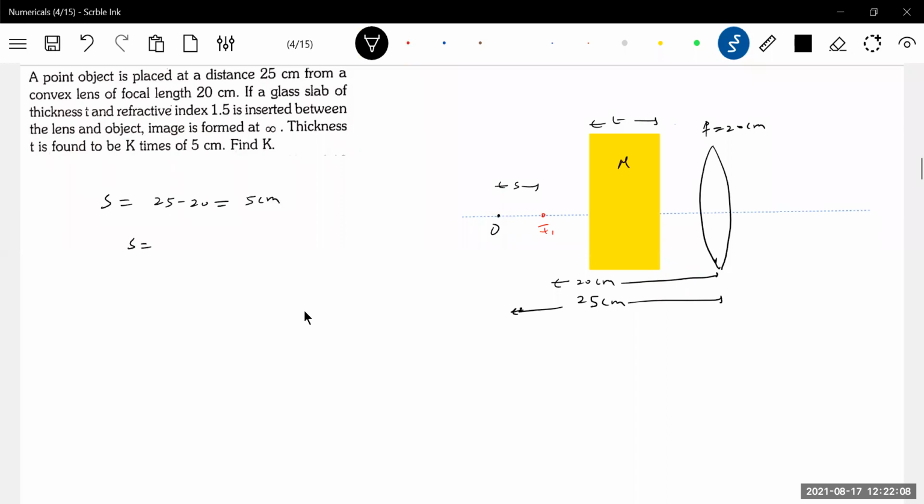What is the formula for the shift? One minus 1 by mu times t. No, mu is given. What should be the thickness?